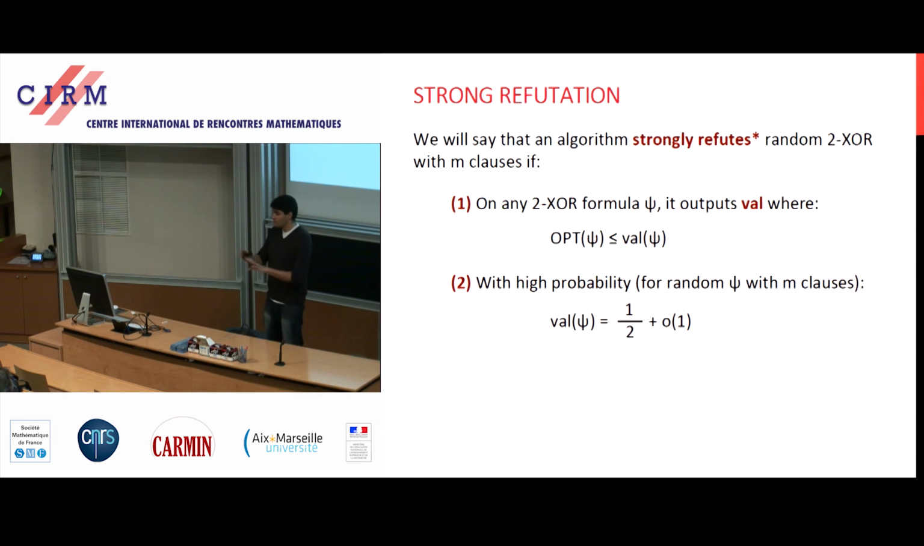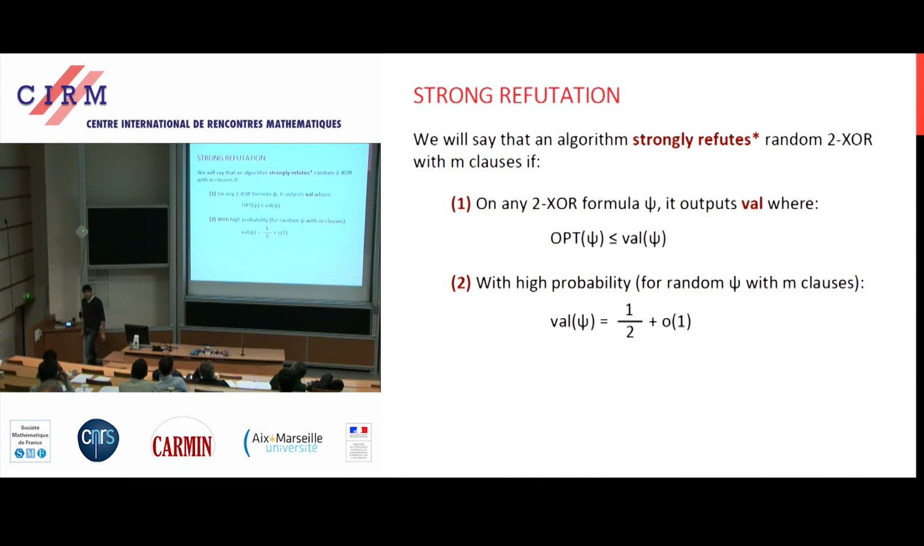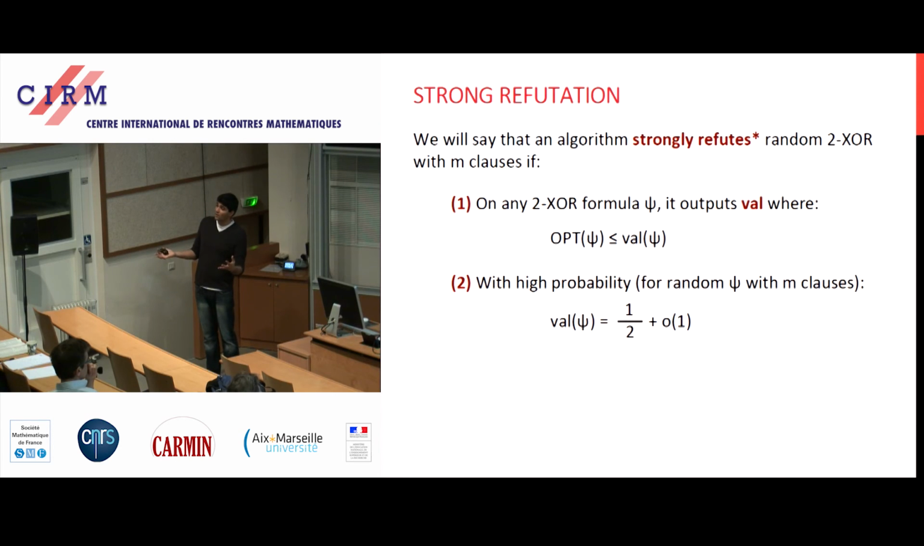So within 2 XOR types of things, we have great algorithms for strongly refuting random 2 XOR. But once you go to third order CSPs like 3 XOR or 3 SAT, these problems become hard. Even though information theoretically you can do them with n log n, we don't know algorithms that work all the way down to that, and it's conjectured that you can't.